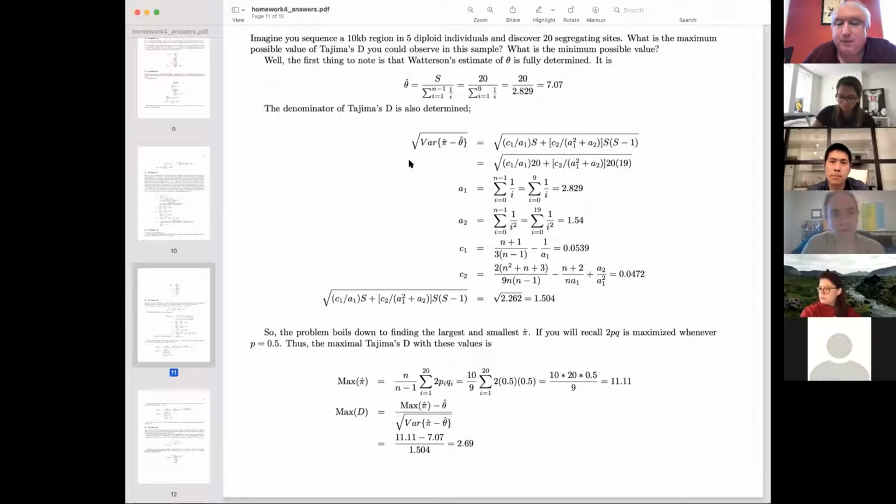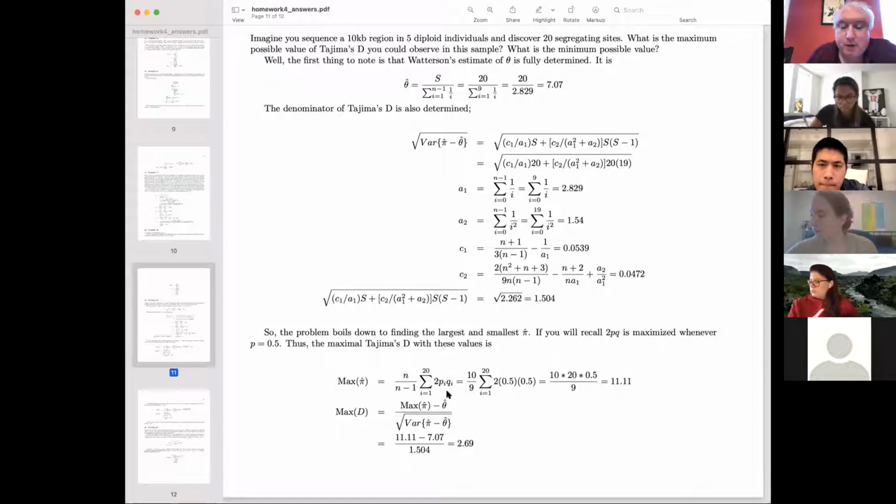So the problem comes down to asking, as Brooke points out, what is the largest value of pi hat and what is the smallest value of pi hat? So again, I'm going to use the definition of pi hat that involves P's and Q's because I can do math on that much better.